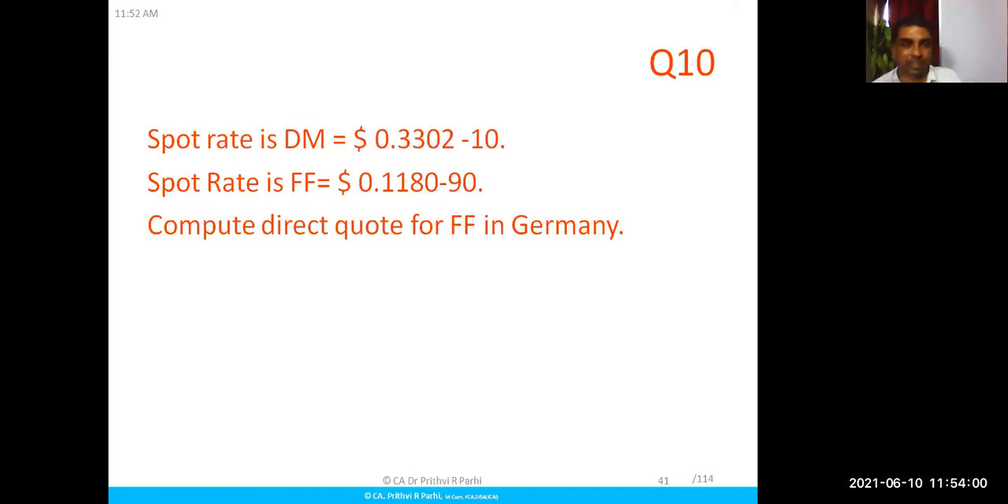First, let us try to understand the meaning of this. What it says is DM is equal to dollar something. Is it DM by dollar or dollar by DM?